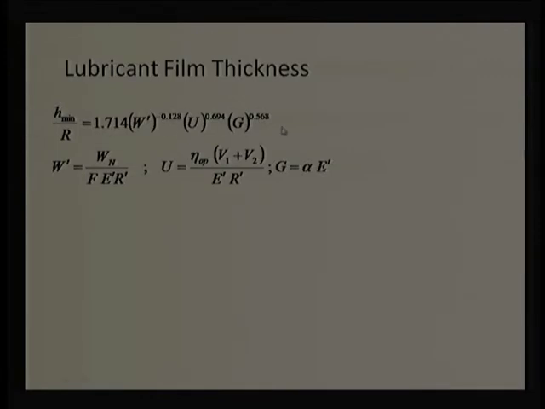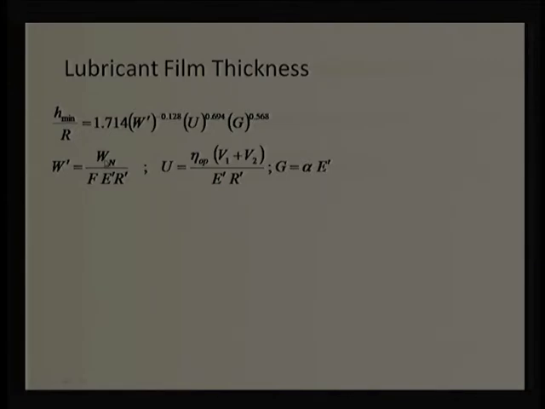So, this is an equation, the elastohydrodynamic lubrication equation. H min is the minimum separation between the gear pair, which generally happens at some micron level, and this is the radius of curvature of the interface. It gives the load parameter, velocity parameter, material parameter, and load parameter, which we have earlier discussed when we were discussing the EHL, elastohydrodynamic lubrication mechanism.